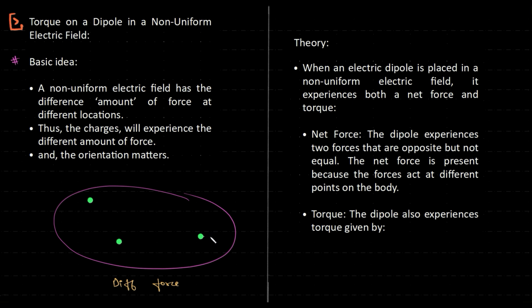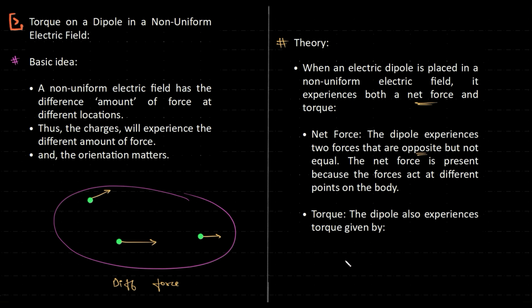It can be in terms of magnitude or in terms of direction as well, or both, right? Now, in exam, what is it that we have to write? We have to write that in a non-uniform electrical field, that dipole will experience not only torque, but also net force. The net force happens because the two charges can experience opposite but not equal force, right?